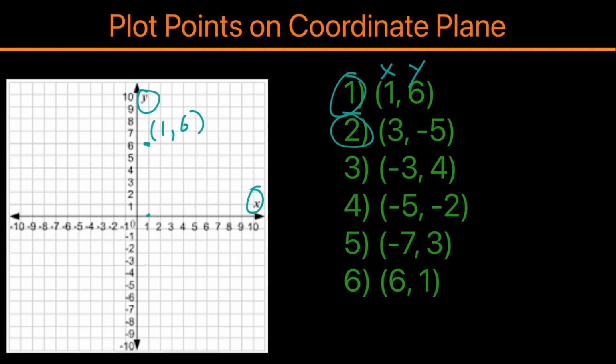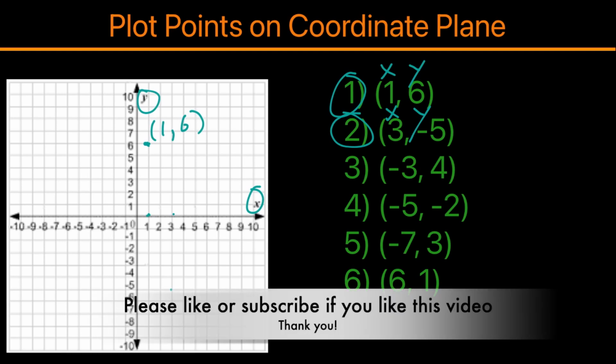For the second example, we have 3 and -5. So that would be 3, and then going downward 5. So we would plot the dot here, and that's (3, -5).